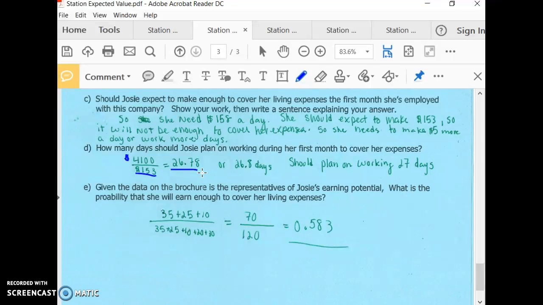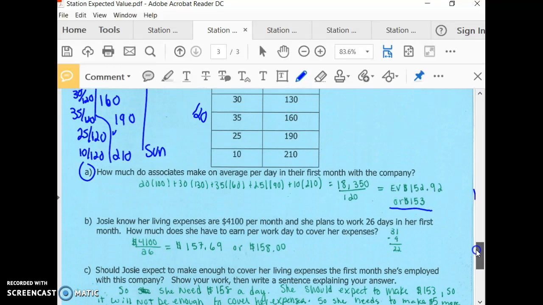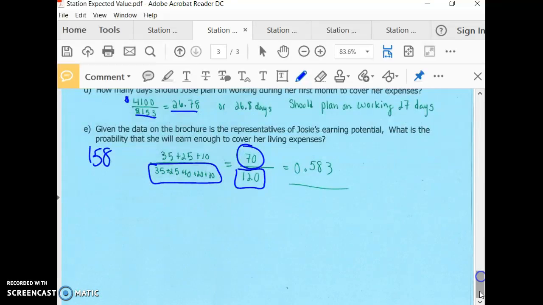Given the data on the brochure, is this representative of Josie's earning potential? What is the probability she'll earn enough to cover her living expenses? So the bottom number is 120, right? How many of them make above 158? So then I come back up here. I look at this. 160, 35 make above 158. 25 make above 158. 10 make above that. So when I add those together, I get 70. So 70 out of 120 is 7 over 12, which gives you that.